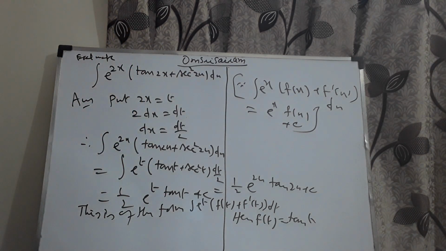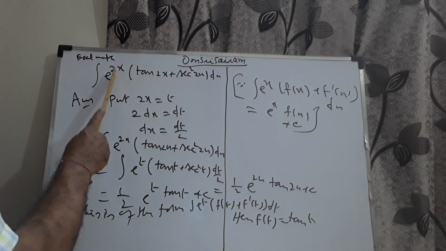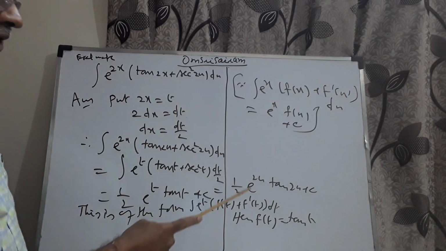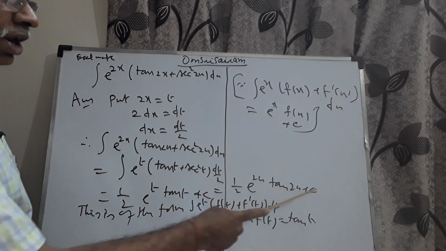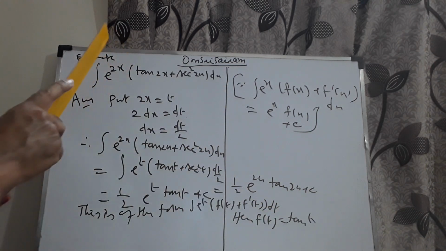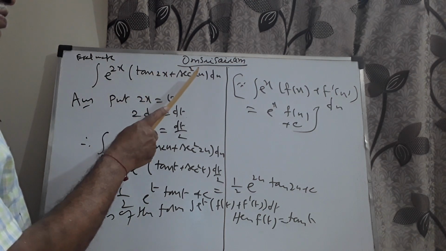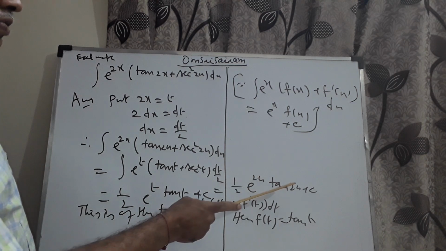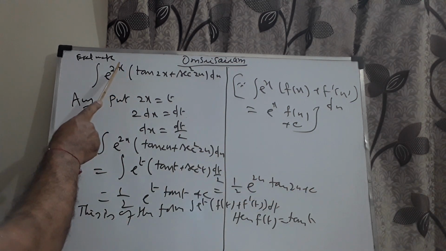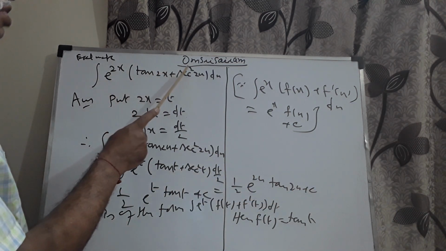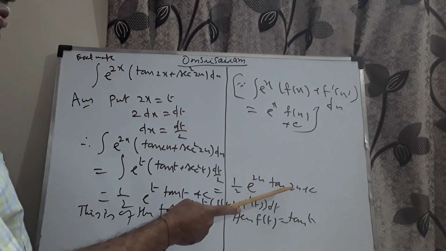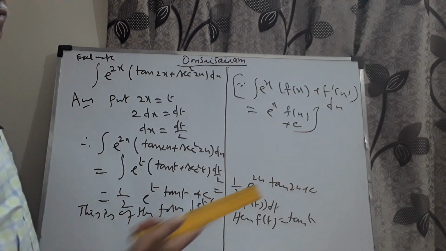Therefore, I give you a generalization again. Integral e power nx into tan nx plus secant square nx dx, by using nx equal to t, the final answer will be 1 by n e power nx tan nx plus c. If it is e power nx into sin nx plus cos nx dx, it will be 1 by n e power nx sin nx plus c. If it is integral e power nx into cos nx minus sin nx dx, it will be 1 by n e power nx cos nx plus c, etc.